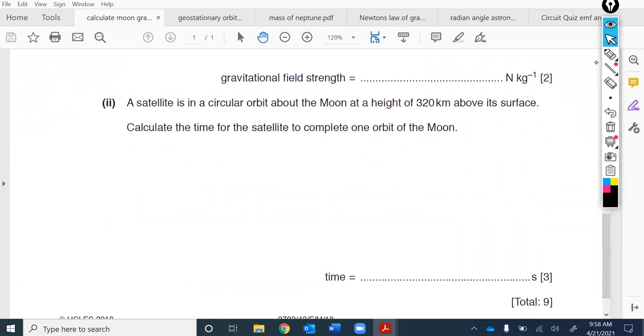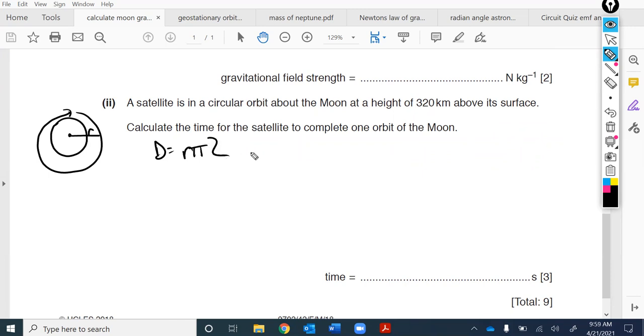Circular orbit. What do we know about things moving in circles? So I'll draw myself a circle, a circular orbit. The distance of that orbit is equal to the radius of the orbit times pi times 2, or we usually write that as 2 pi r, right? The circumference of a circle. Distance divided by time is the speed, the velocity, okay?